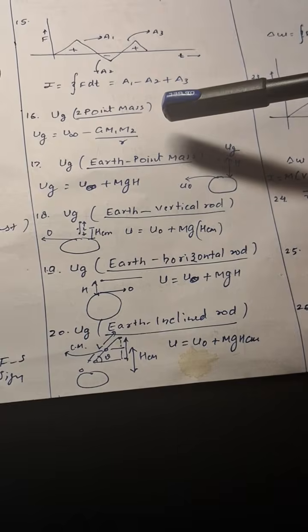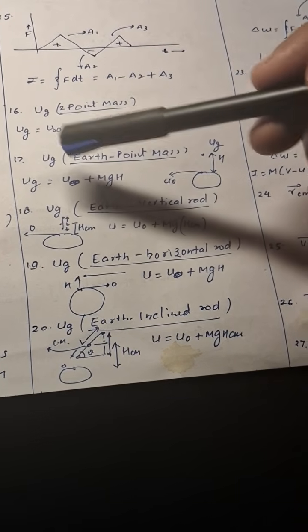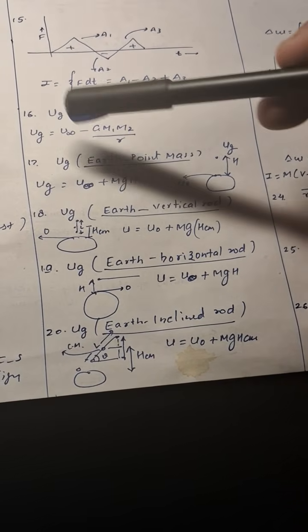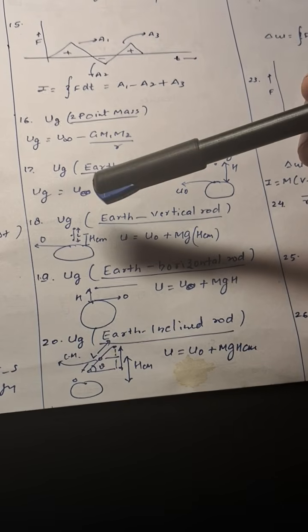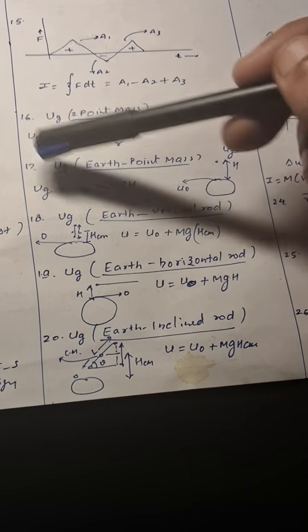Next are certain expressions of the potential energy. The first is two point masses. So the expression is Ug is equal to U infinity minus G m1 m2 by R, where U infinity is the potential energy of the two masses at infinity. It's always taken as a reference.